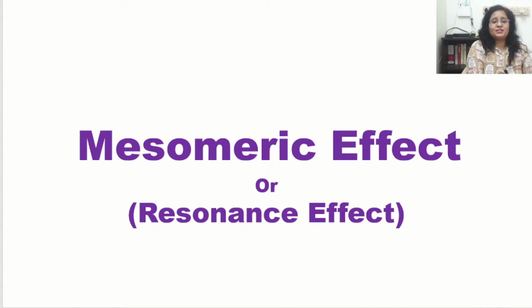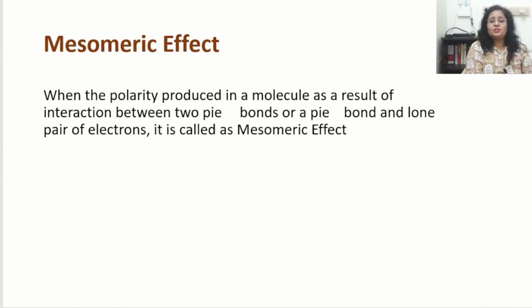So friends, let's see the definition first. When the polarity produced in a molecule as a result of interaction between two pi bonds or a pi bond and a lone pair of electrons is called mesomeric effect.